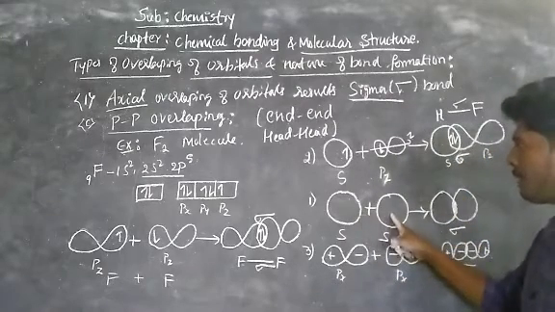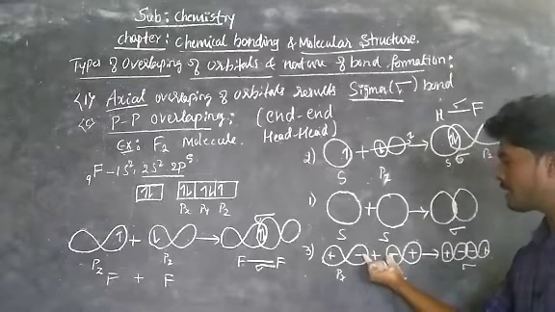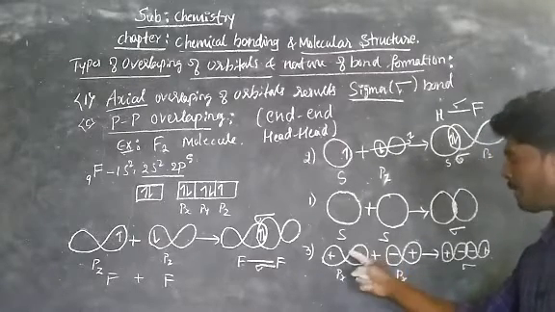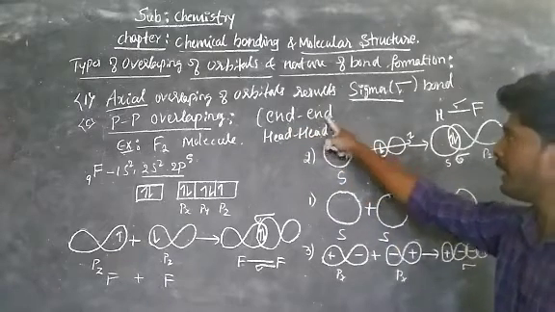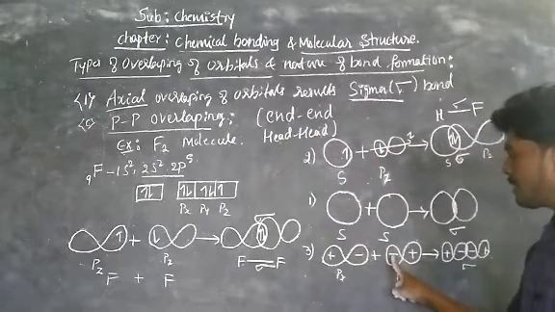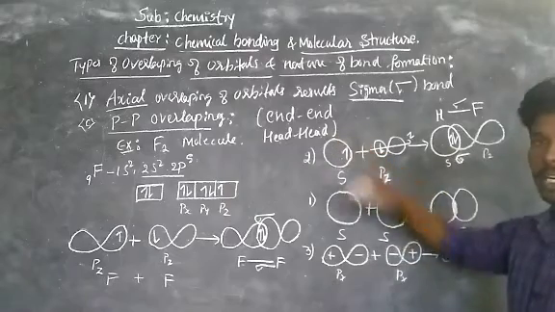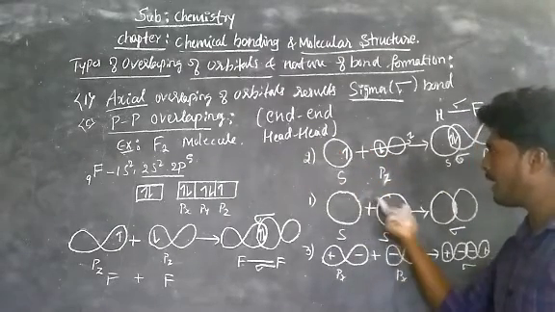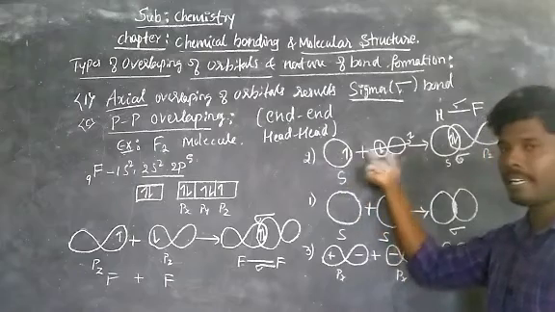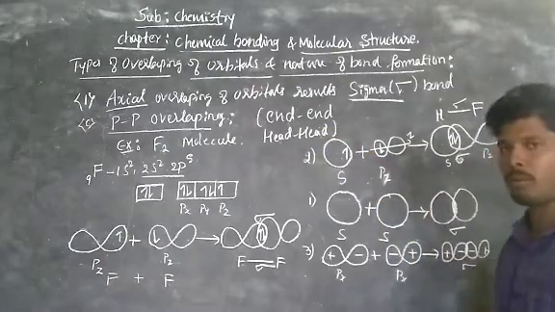These are the three cases of formation of sigma bond: SS orbital, SP orbital and PP orbitals. They overlap along the axis. When they overlap on one axis, we say axial overlapping, which is end to end. This is one end, this is the second end. When end to end overlap happens, we call it end-to-end or head-to-head overlapping. So these are the three ways of formation of sigma bond.